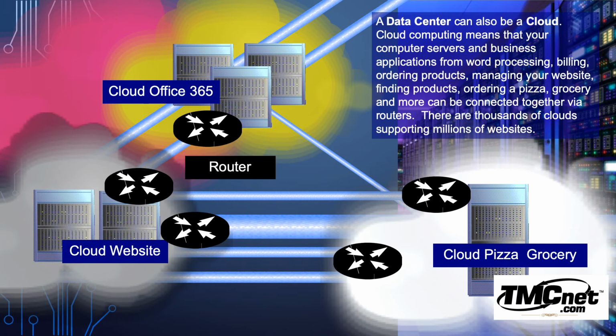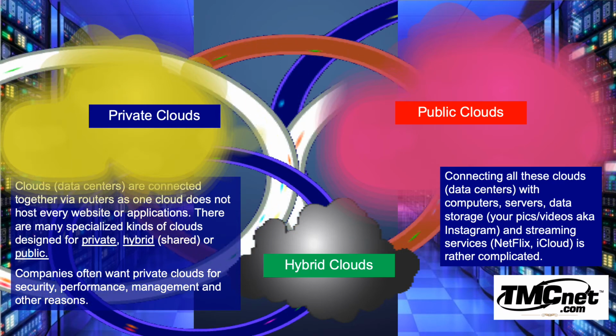Cloud computing means that your computer servers and business applications, from word processing, billing, ordering, managing your website, finding products, ordering a pizza, grocery delivery, and more, can be connected together via routers. There are thousands of clouds supporting millions of websites. Clouds are also connected via routers, as one cloud does not host every website or application. There are many specialized applications of clouds, such as private, hybrid, shared, or public. Companies often want private clouds for security, performance, management, and other reasons. Connecting all these clouds together are data centers with computer servers and data storage, your pics, videos, also Instagram and streaming, such as Netflix and iCloud. It is getting rather complicated.